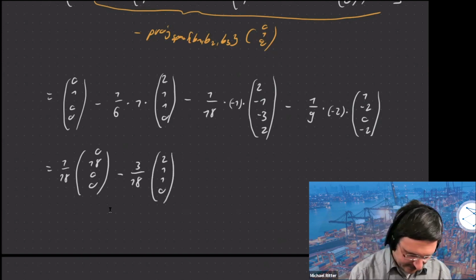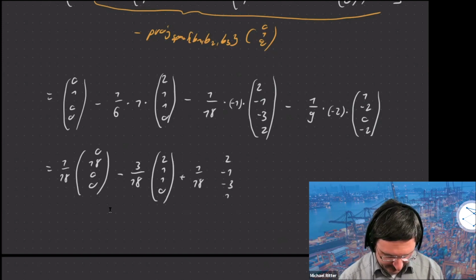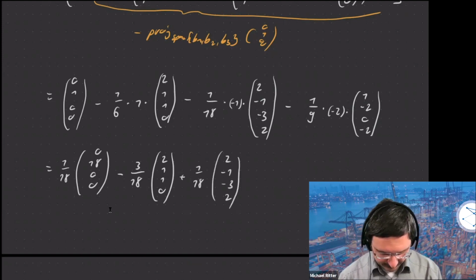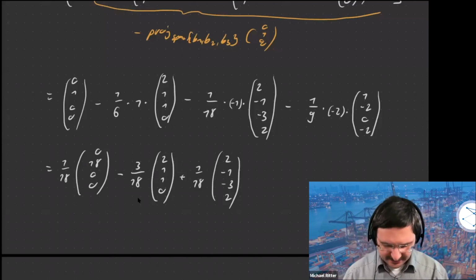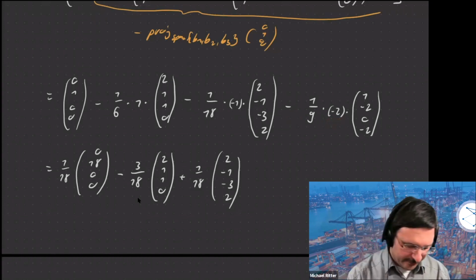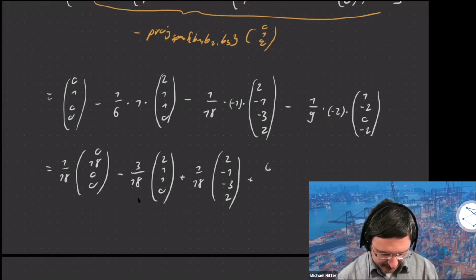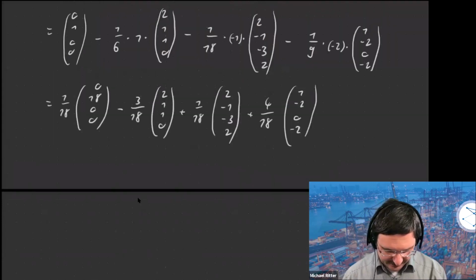Here we have minus 1 over 18 times minus 1, so that's plus 1 over 18 times 2, minus 1, minus 3, 2. And finally, doing it here, minus 2, so that's plus 2 over 9 or 4 over 18, times 1, minus 2, 0, minus 2. And let's see what we get there.